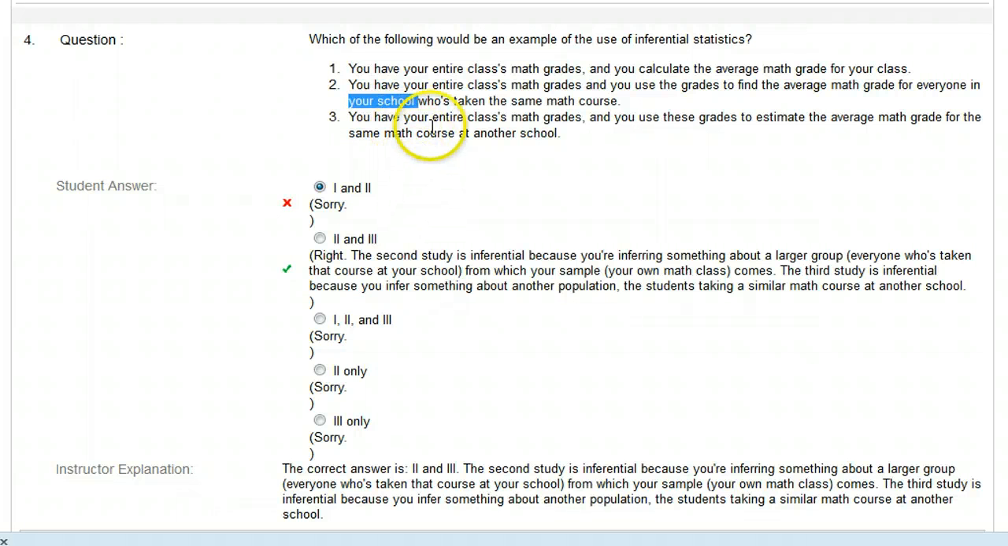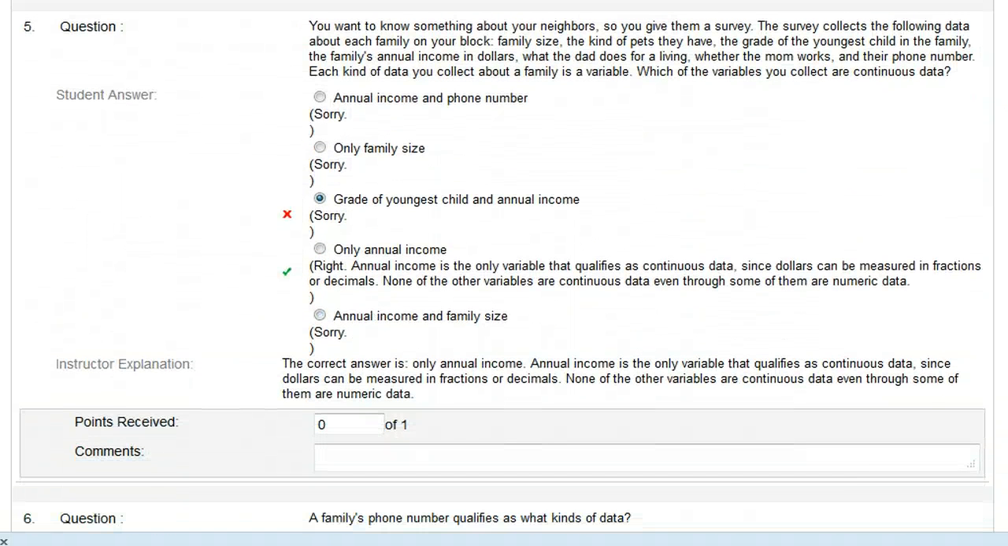Number 3, you have your entire class's math grades, and you use these grades to estimate the average math grade for the same math course at another school. Again, that's a situation where you're taking a sample. Your sample in this case is what's highlighted, the entire class's math grades. You are making an inference or a guess about another course at a different school. So 2 and 3 are inferential. Number 1 is descriptive.